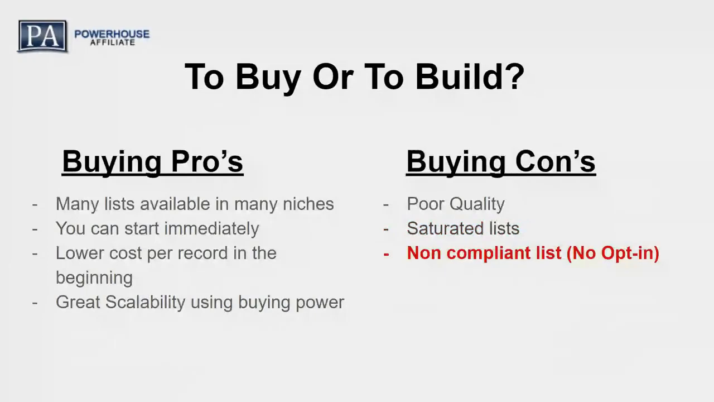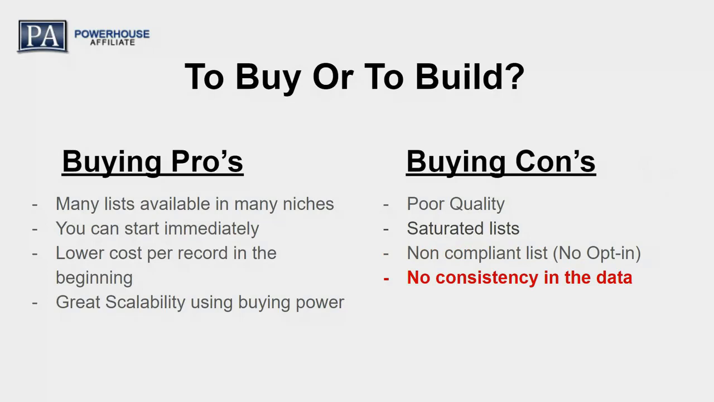Non-compliant lists, so no opt-ins. There's a lot of ways online that people will scrape emails, and these are emails that never opted into any page. They never agreed to receive any type of email, and it's completely illegal to email these guys. It's spam. A lot of times you'll see guys doing this in the beginning, but it doesn't last very long, and a lot of the times, again, you're going to have some poor quality with that.